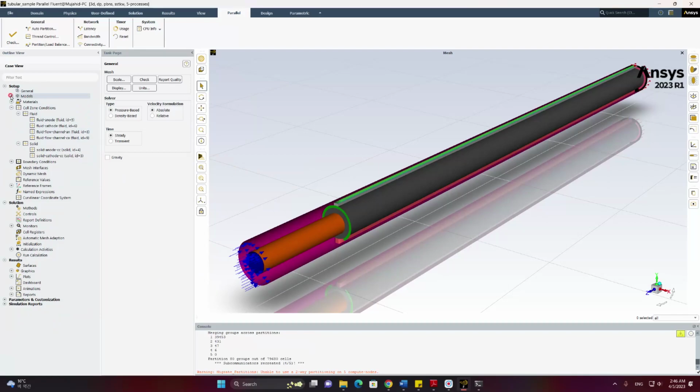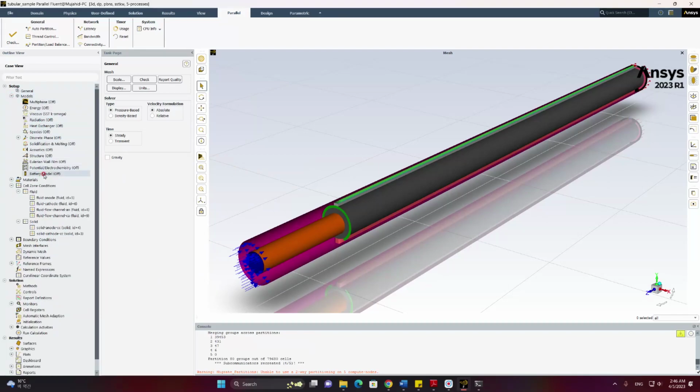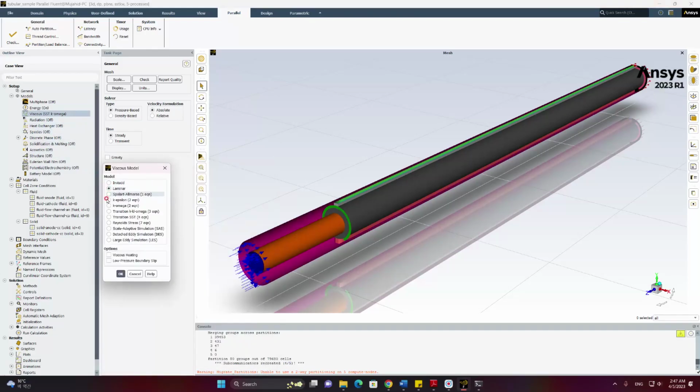For that we will go to models, but since there's no model for SOFC, we will add that later. So let's go to the models, and from models go to the energy. We want the energy model to be on, energy equation, and this is not viscous, this is laminar, because the flow rate of the reactants and products is very slow. They fall into the category of laminar flow.